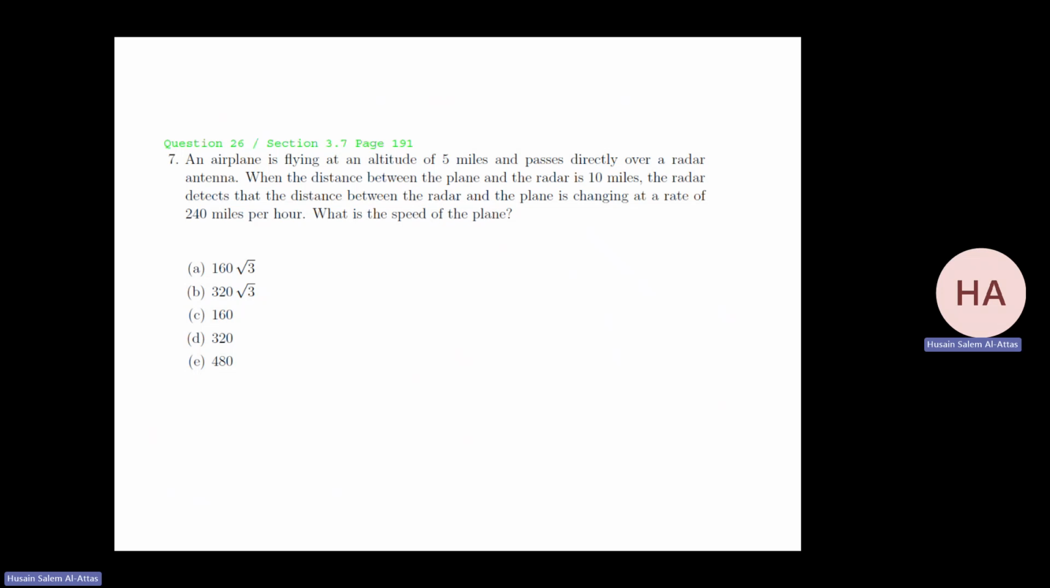An airplane is flying at an altitude of 5 miles and passes directly over a radar station. The distance between the plane and the radar is 10 miles. The radar detects that the distance between the plane and the radar is changing at a rate of 240. This is the other way. The airplane is going this way, and this is the distance. S, this is X, and this is 5.